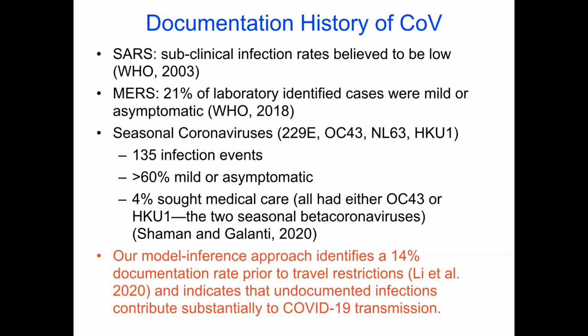On the other end of the spectrum, we have these seasonal or endemic coronaviruses that go by these 4 alphanumeric names you see listed in parentheses. And as I showed you in our Virome project in New York City, we documented about 135 infection events from these viruses. The majority of them are mild. This is a virus that produces very mild and mostly asymptomatic infections in people, all right? And only 4% of people who were infected actually sought medical care. So this is the other end of the spectrum.